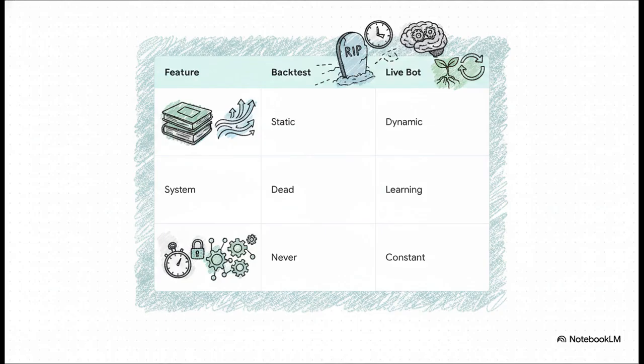This right here is the profound difference between a standard backtest and a true production bot. A backtest is a static, dead system. It fires signals against old historical data and literally never changes. But a live production bot, it is continuously learning. It adapts from every single trade, getting sharper and self-correcting drift without any human intervention whatsoever.